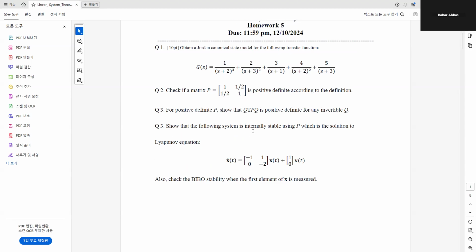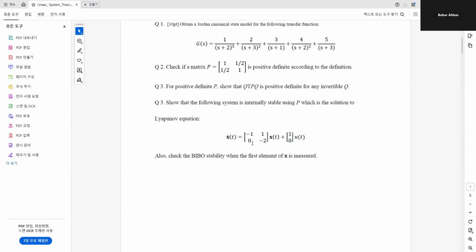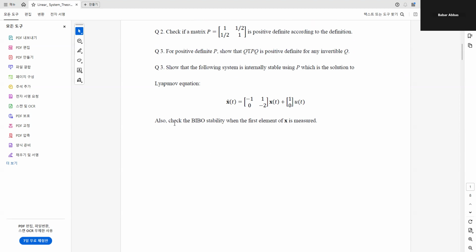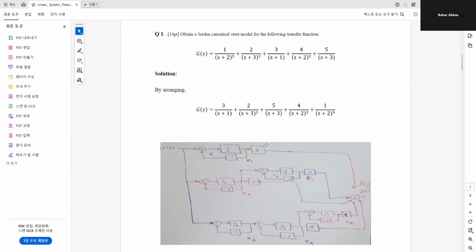Show that the following system is internally stable using the P matrix, which is the solution to the Lyapunov equation. This is the system, the state space representation, the state model. Check the BIBO stability when the first element of X is measured.